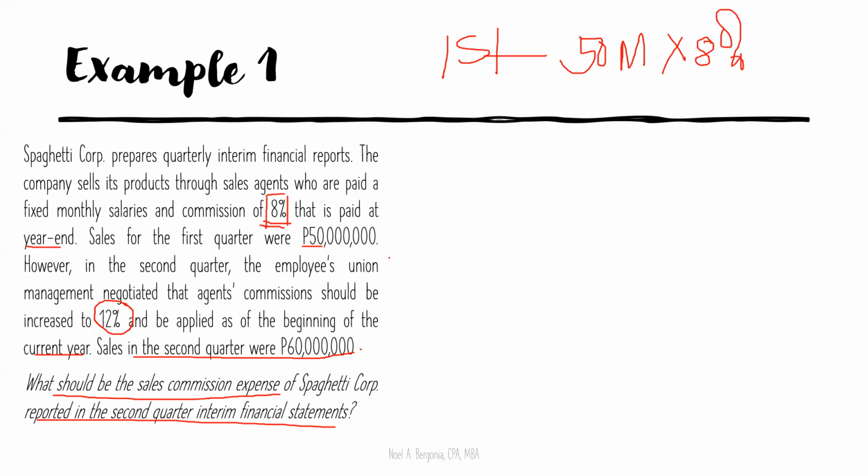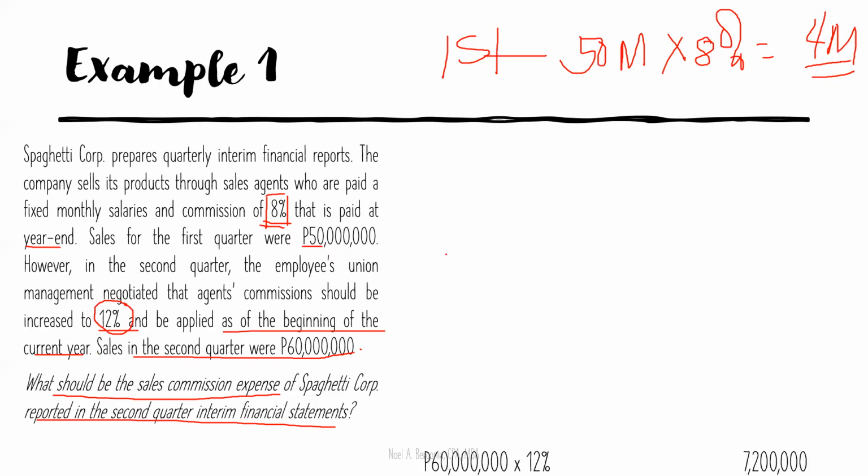Kasi independent naman yan, di ba? Na quarter. Okay, so that would be 50 million times 8%. Magkano po yan? Saglit, calculator. 50 million times 8%. So that's 4 million. Okay, so in the first quarter, we have already 4 million as our commission expense. But again, sabi po, yung 12% daw will be applied from the beginning. So supposed to be, na i-record na yan eh, hindi na natin magagalaw yung first quarter kasi it was being reported at 4 million. So what we can do is to adjust na lang yung sales commission expense in the second quarter to catch up with the changes in the percentage.